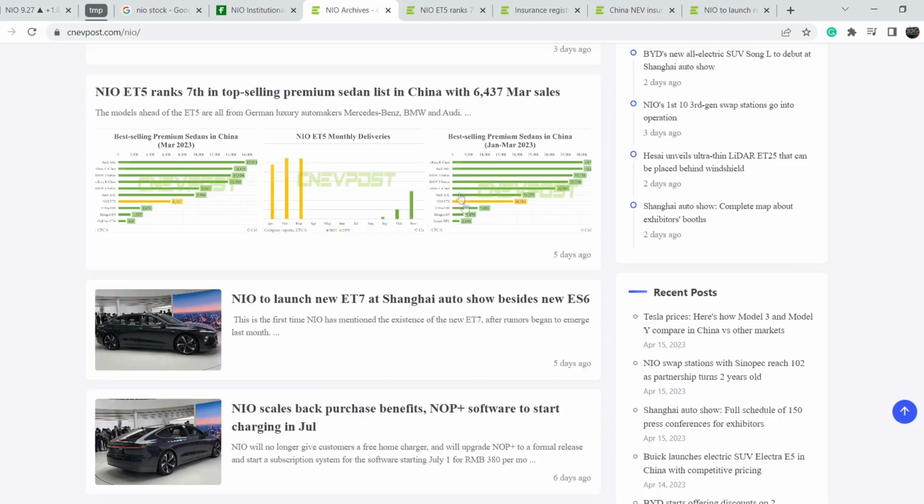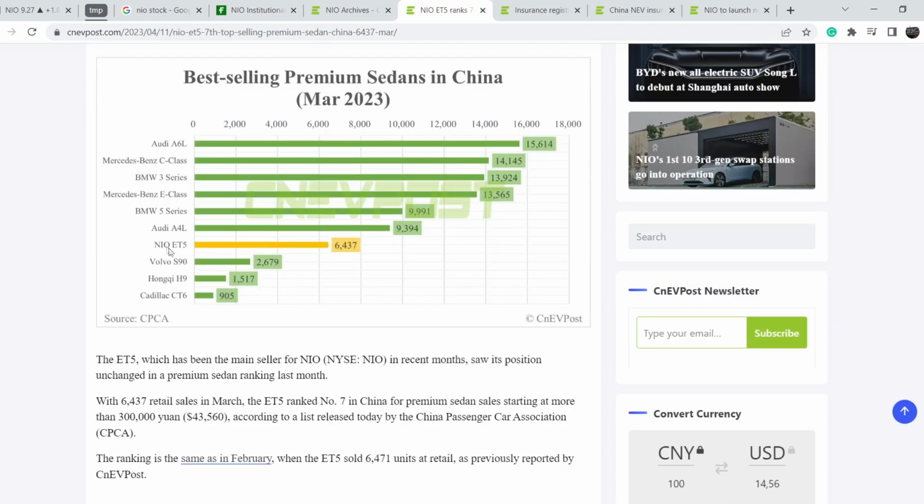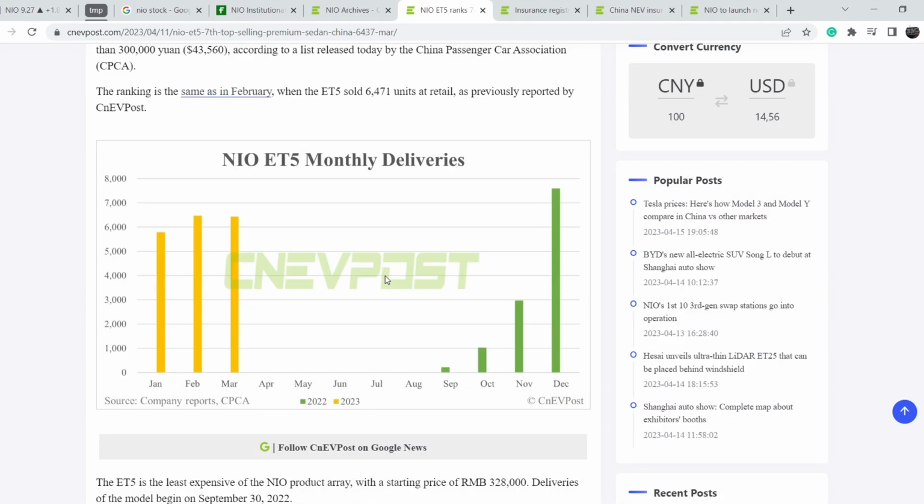First of all, let me show you the news on cnvpost.com, and let me show you this one. On April 11th we can find this article that is titled NIO ET5 ranks 7th in top selling premium sedan list in China with 6,437 March sales. And right here, as you can see, NIO ET5 is on the 7th place. It has a very huge gap between this model and Volvo S90, and it has quite a huge gap between ET5 and the vehicle above it on the 6th place. It is an Audi A4L. So let me show you further.